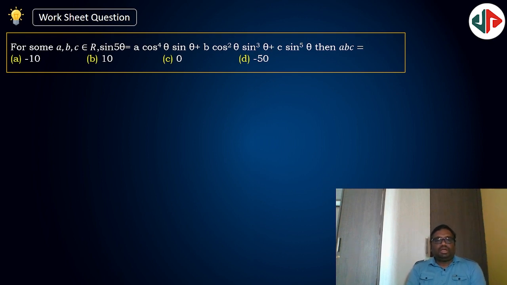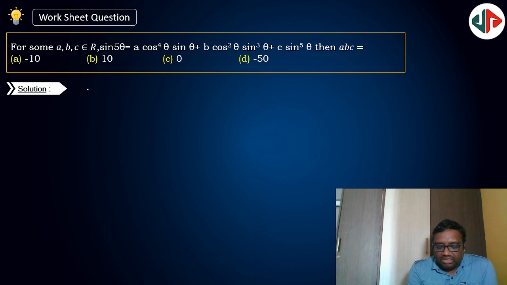Here A, B, C belong to R. Sin 5 theta is equal to A times cos power 4 theta into sin theta plus B times cos square theta into sin cube theta plus C times sin power 5 theta. Then what is the value of ABC? Let us see. This is one good question.